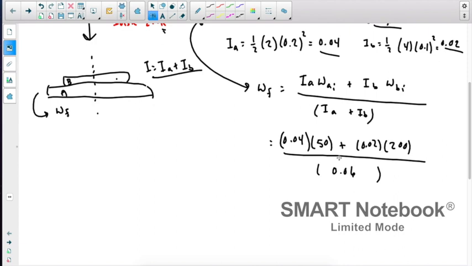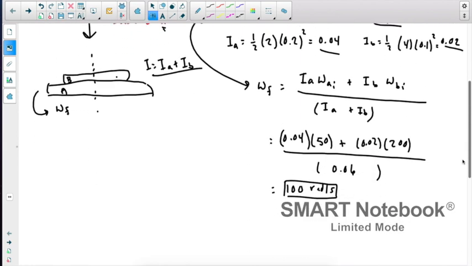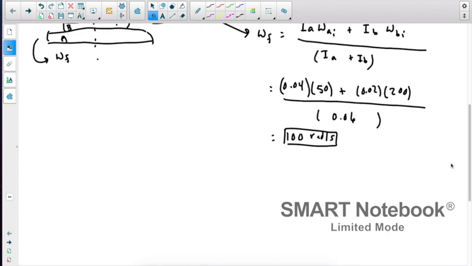And when you perform that calculation, you're going to get a final angular velocity of 100 radians per second. Which makes sense. You know, it's going to be somewhere in the middle. This one is going to be sped up, but wheel A is going to be slowed down. So that answer does make sense.